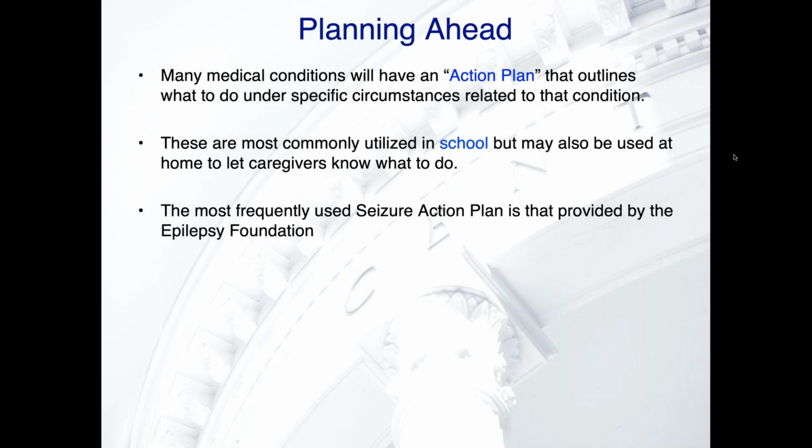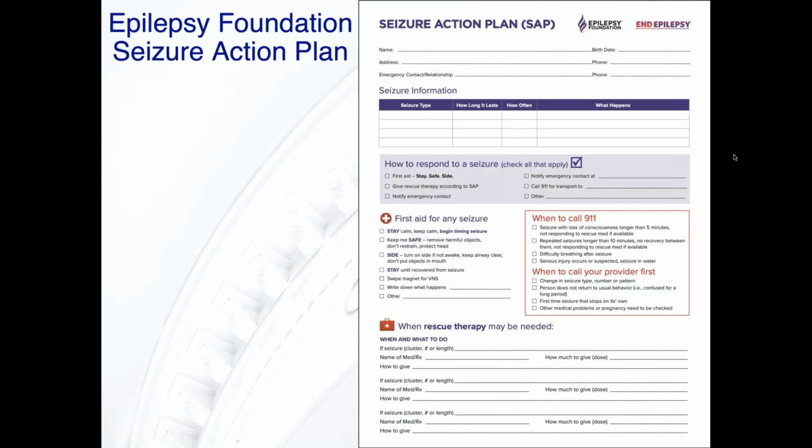These are most commonly used by schools, but they can also be used by caregivers. So if you have a child who has epilepsy, then you can give a copy of an action plan to a babysitter or a relative, or even the parent of someone they go to visit. The most frequently used seizure action plan is that provided by the Epilepsy Foundation, which I have depicted here in its newest iteration.